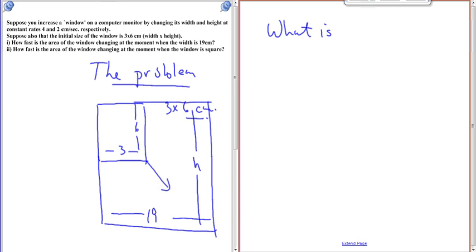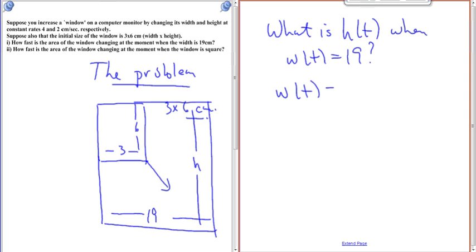What is h of t when w of t equals 19? How do I solve that problem? Well, what I'm going to do is find out the moment in time when the width is 19. So let's see. The width is initially 3, and it's increasing 4 centimeters every second. So that's the equation of the width in time.